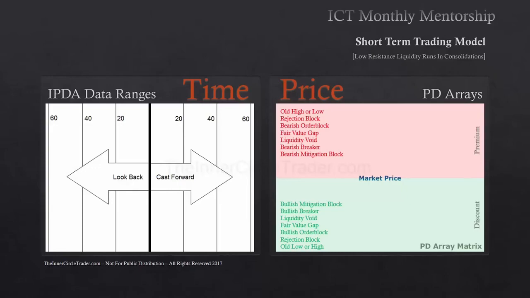When we deal with time and price moves from a premium to a discount array, or from a discount array to a premium array, in between these two realms of premium and discount, price will key off of a time element related to the IPDA data range. So we're blending both time and price, an element of the last 20, 40, and 60 days, to an institutional reference point in the realm of the PD array matrix.